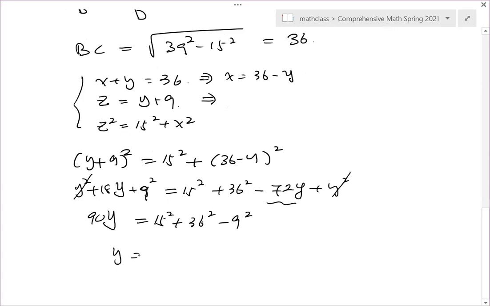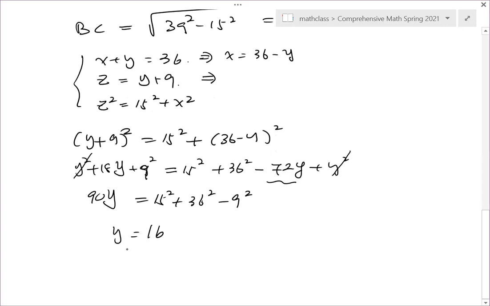Right, y is going to be, let's try, 15 times 15 plus 36 times 36 minus 9 times 9, divided by 90, so it's 16. Okay. So once you get 16, then you get x, right? X is going to be 36 minus y, so 36 minus 16. That's going to be 20. Then you can get z.